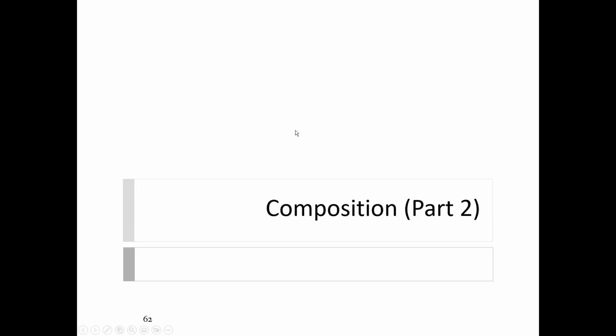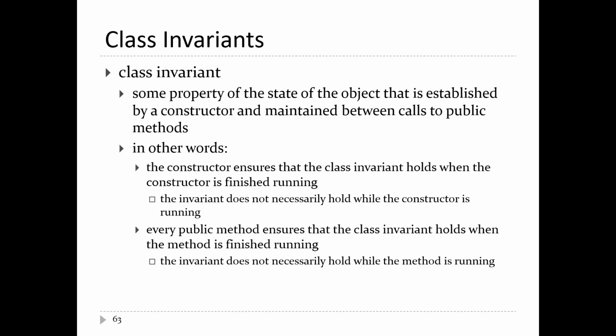Okay, composition part 2. So we've looked at the situation where you're implementing a composition and one of your fields is a reference type. So why do you want to use composition? We also saw that there's a price to be paid when you use it. The answer is if your class has an invariant, then you may need to implement a composition.